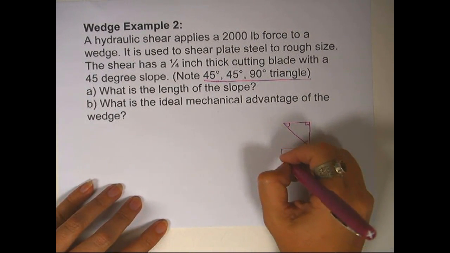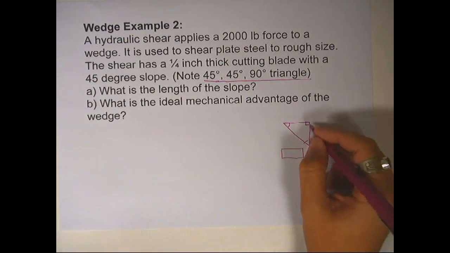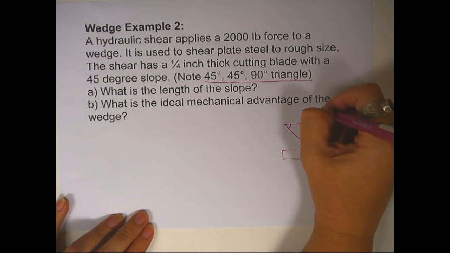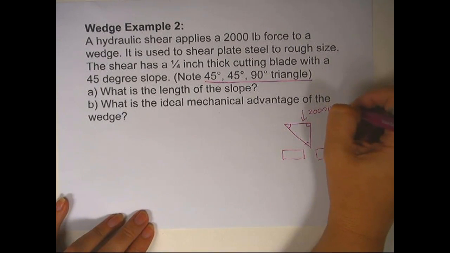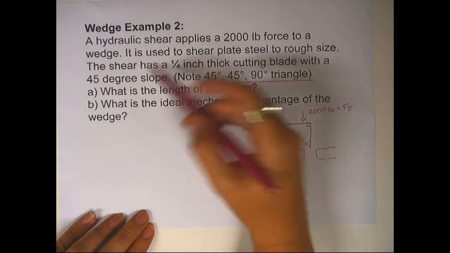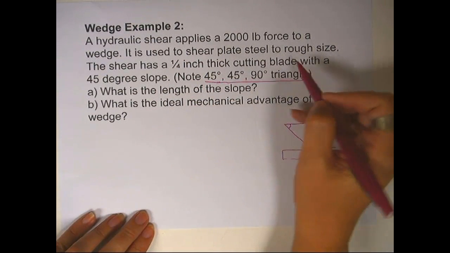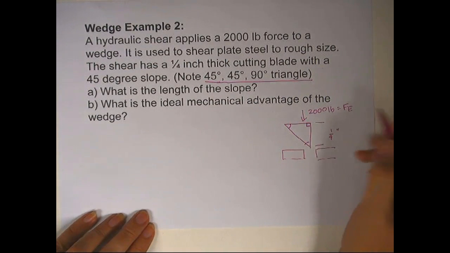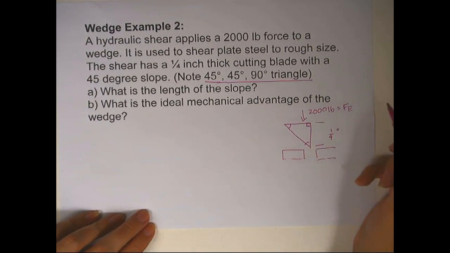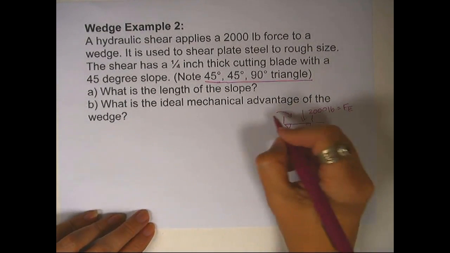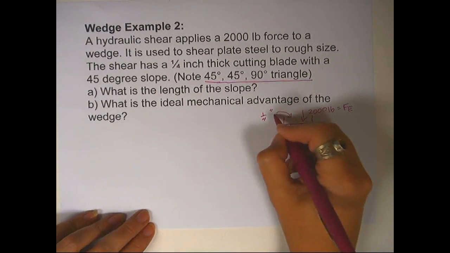So down here I'm trying to cut a steel plate in half with this wedge. And it applies 2,000 pounds of force. So that is my effort. And the shear, the wedge, has a 1/4 inch thick cutting blade. So this side right here is 1/4 inch. And if I know this is a 45, 45, 90 triangle, how wide is this side here? That's right, it's isosceles, so this has to be 1/4 inch also.